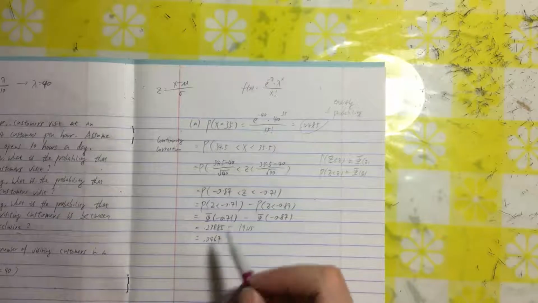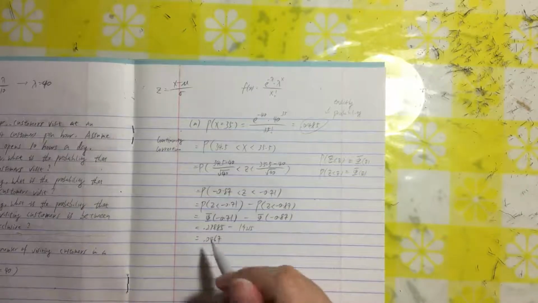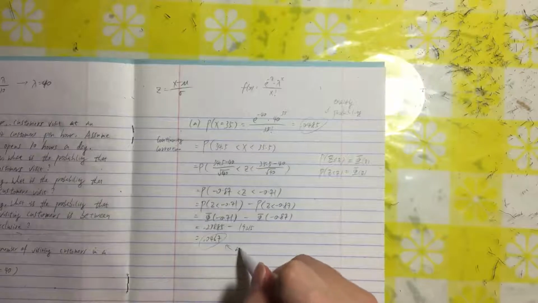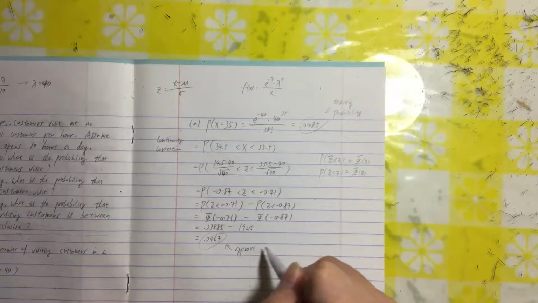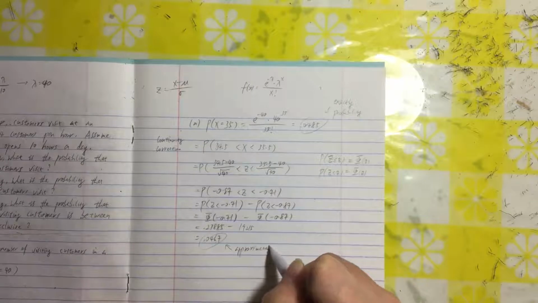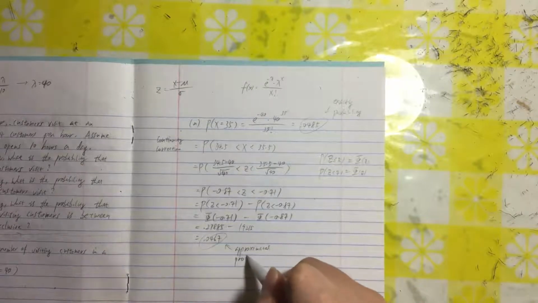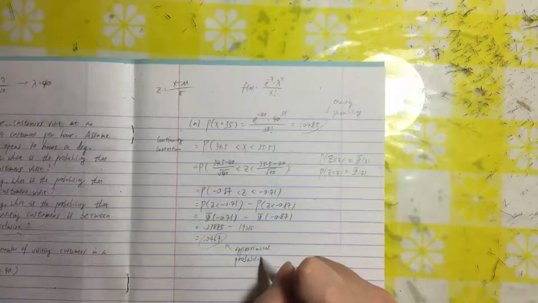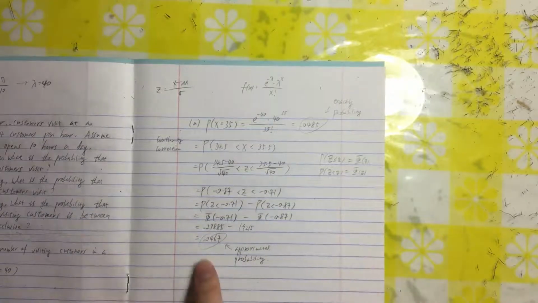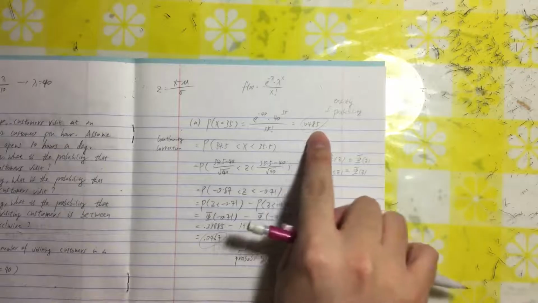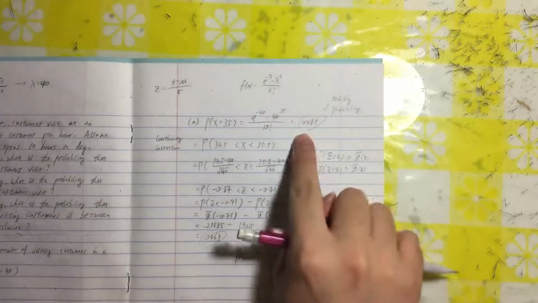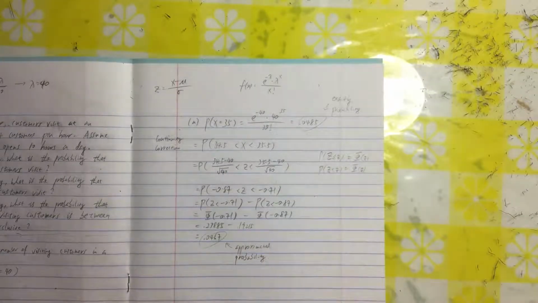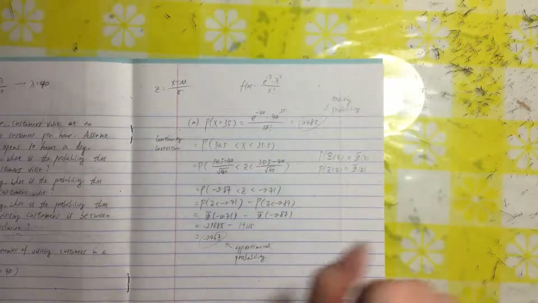This is an approximate answer using normal approximation. We can see that this answer is very close to the exact probability. So when lambda is greater than 20, it is a very good approximation.